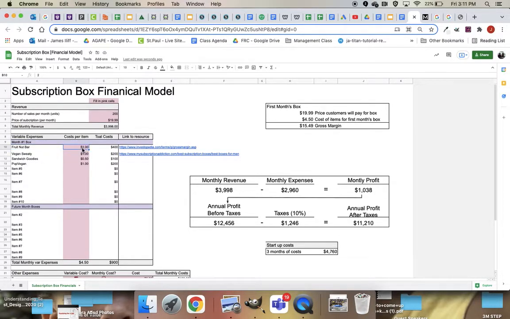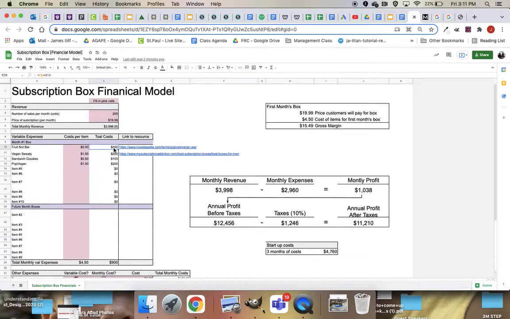I'm going to put the cost that I'm going to pay to get this. So each of these bars is going to cost the business $2. Each of these vegan sweeties is going to cost the business $1. Each of these sandwich goodies is going to cost the business 50 cents. And the pop vegans is going to be $1. Now, if you have other items that you're going to put into month 2, month 3, month 4, you can put them down here. But we really want to focus on month 1.